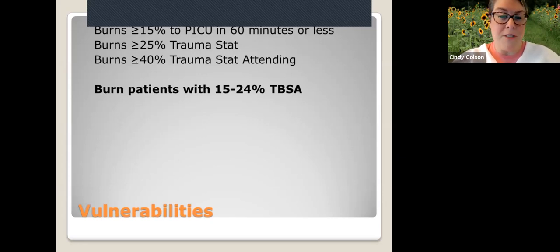So just so you know, the reasoning why we upped those levels was just to decrease the amount of overestimation of burns going to the trauma bay for no reason. But if you don't call them a trauma, just remember that our goal is to still get those kids to the PICU in 60 minutes or less.